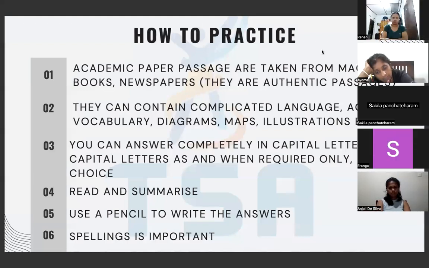So if you have about 2 or 3 months for the paper, then take some time and practice what I'm telling you now. Right? Okay. What are some things that you can do to improve your reading skills? Number 1, start reading books and newspapers. Now, if you're doing the academic test, newspapers are a great source of information.